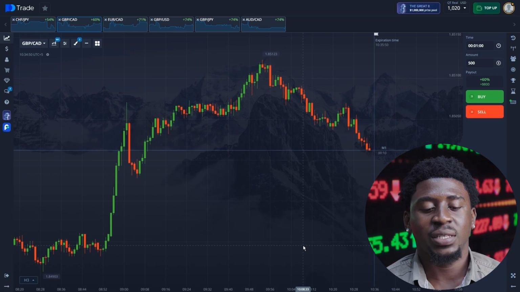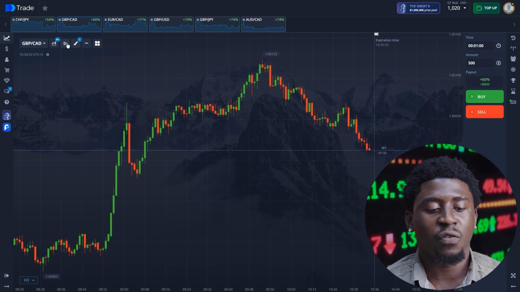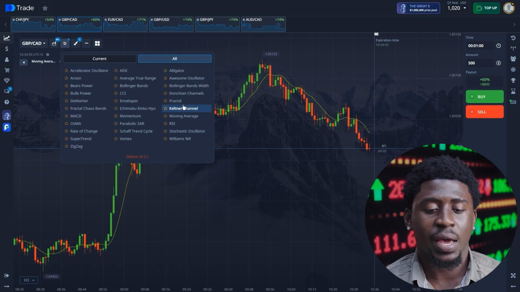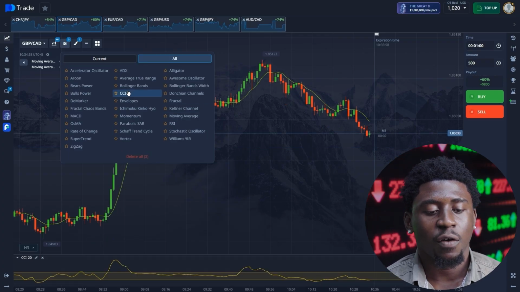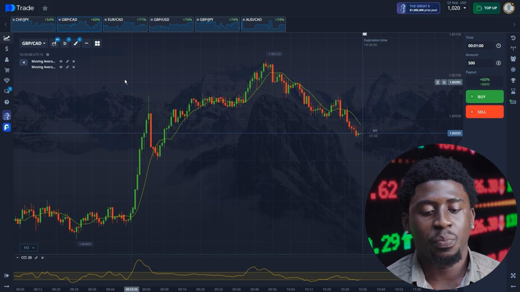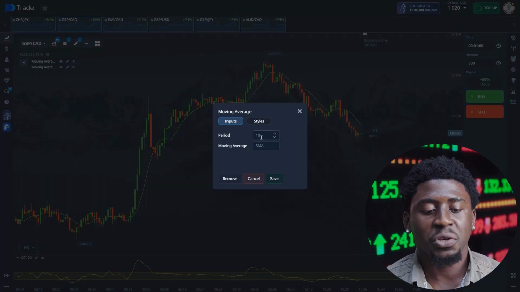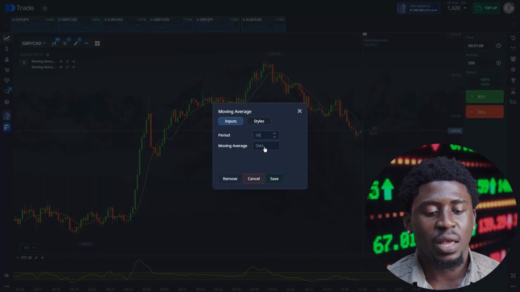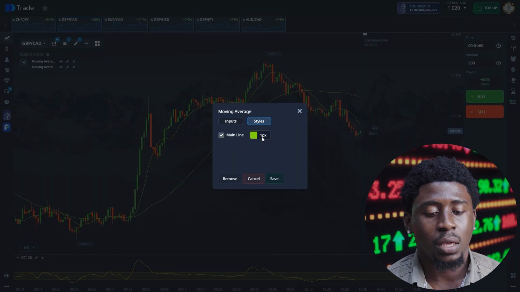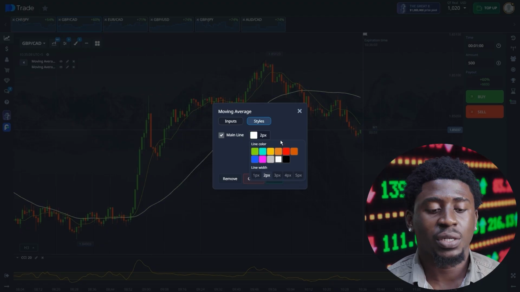Okay, let's start our indicators. We need exactly 2 moving averages plus CCI. Now we need to set them up. For the first moving average, we change the period to 50. I'll also make it white and thicken the line for better visibility. Okay, now everything is ready.